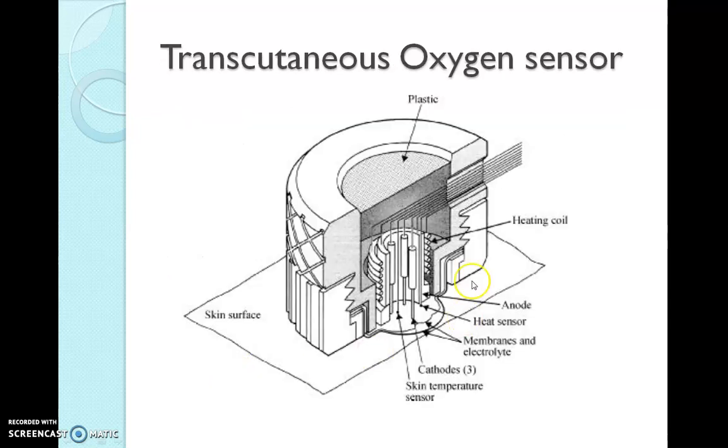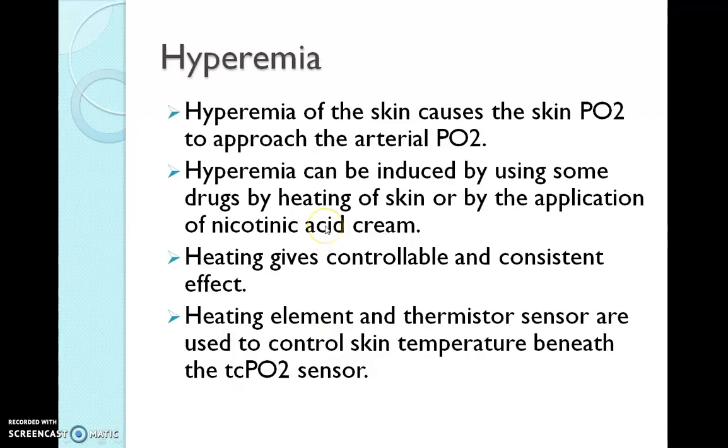So this is the basic diagram of transcutaneous oxygen sensors, in which we use a cathode, membranes and electrolytes, and then an anode, which is placed on the skin surface. Next we discuss hyperemia. Hyperemia of the skin causes the skin PO2 to approach the arterial PO2.